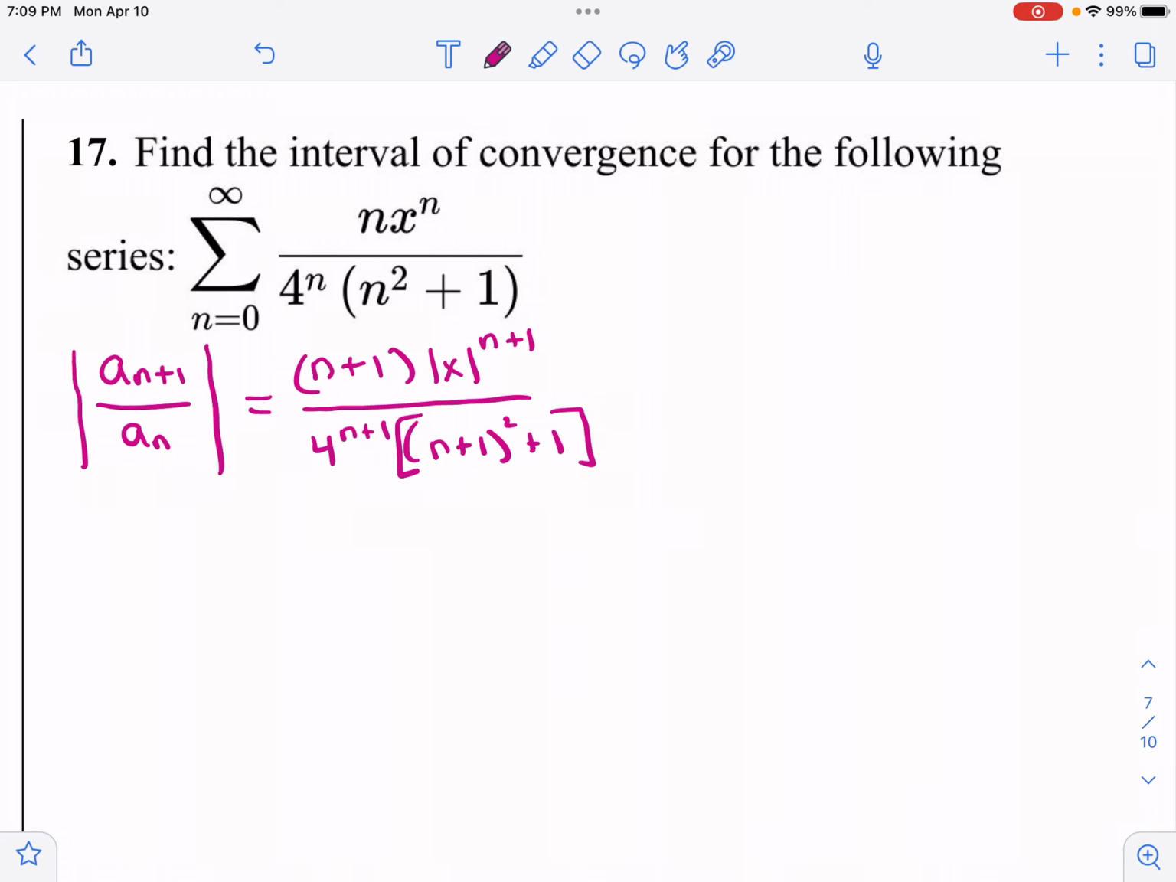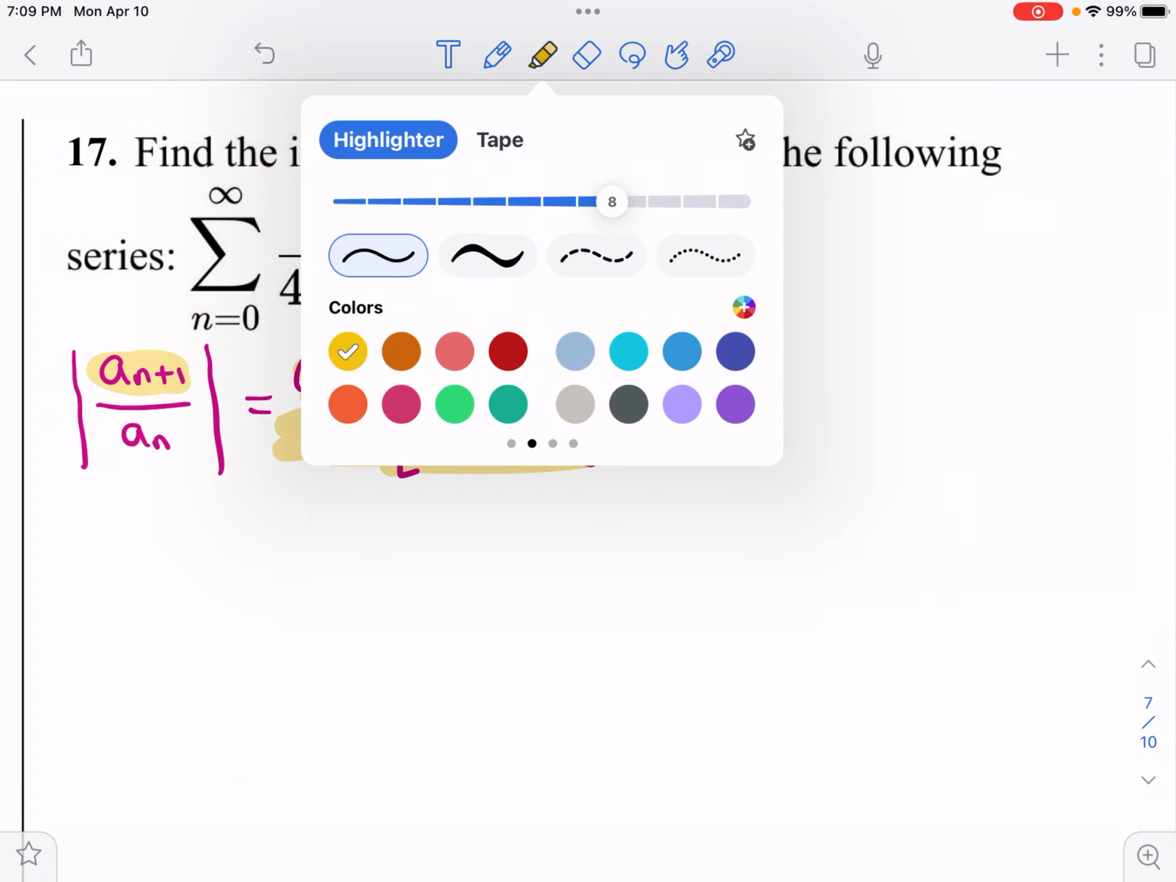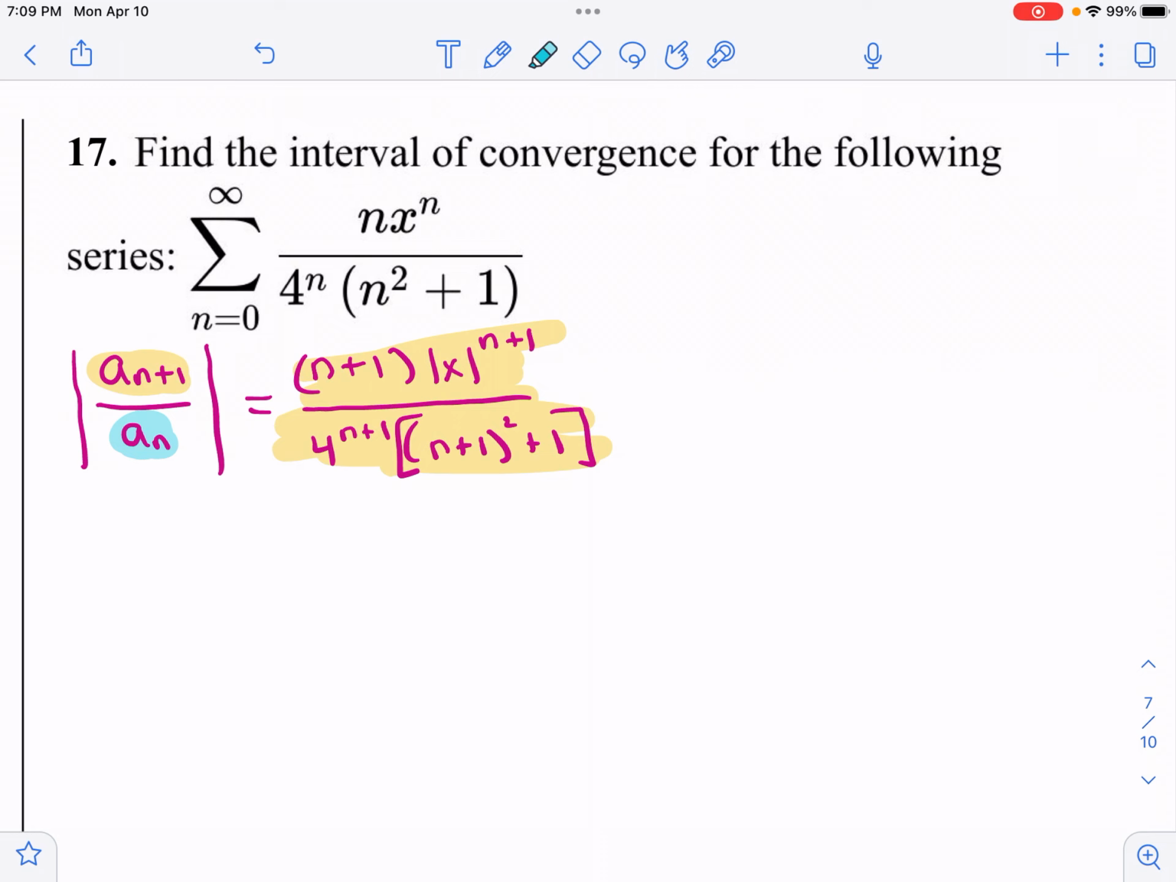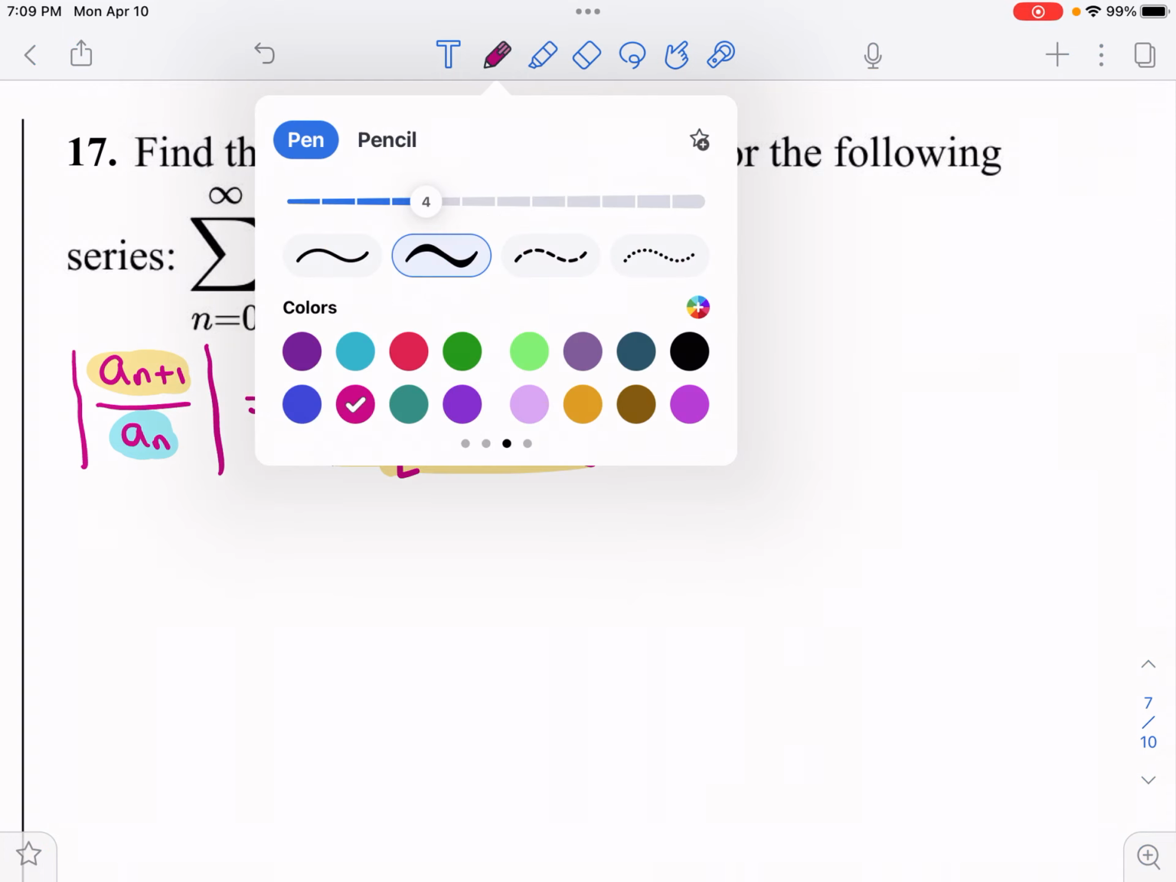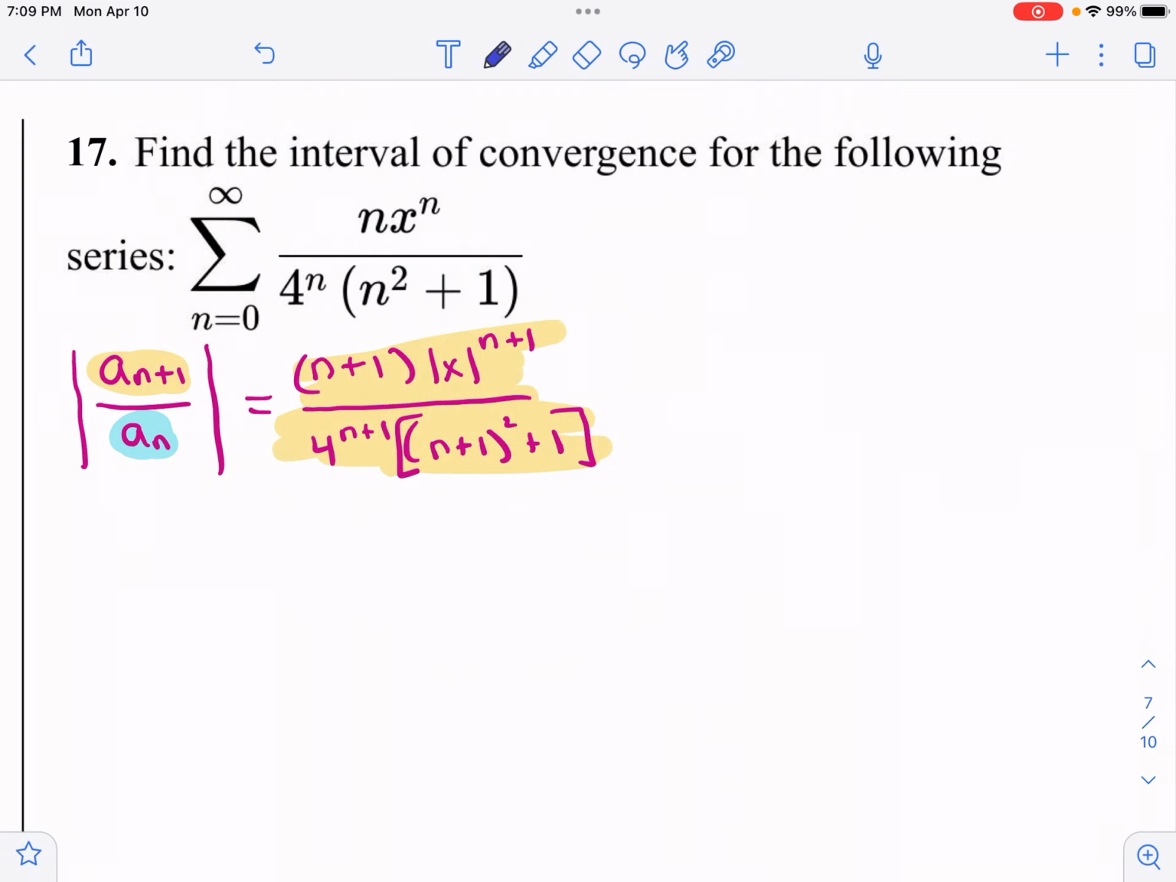Okay, this was just the n plus first term. And now the nth term will be what I put next. So rather than divide by the nth term, I'm going to multiply by its reciprocal. So that looks like this.